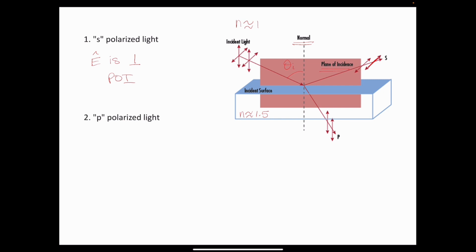On the other hand, P-polarized light is when the electric field is parallel to the plane of incidence. So here for P-polarized light, that electric field vector is now parallel to this plane.